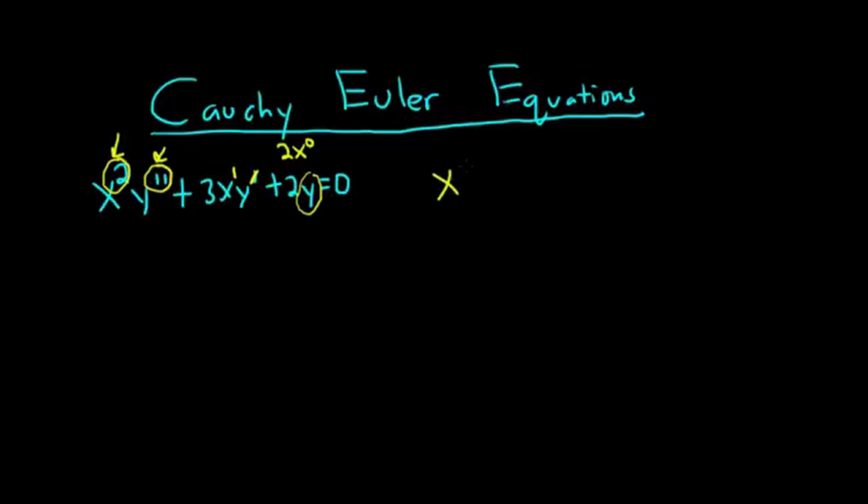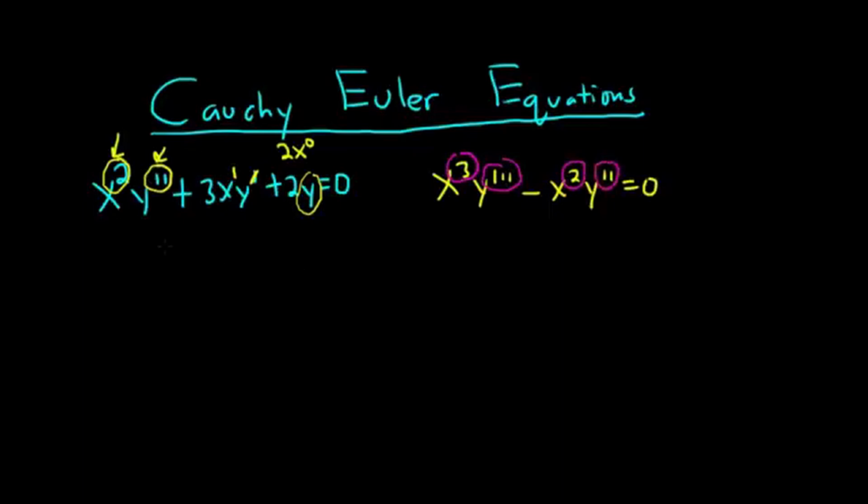Here's another example: x cubed y triple prime minus x squared y double prime equals 0. This is also a Cauchy Euler differential equation. Here the power of x is 3 and the order of the derivative is 3. Here the power of x is 2 and the order of the derivative is 2.